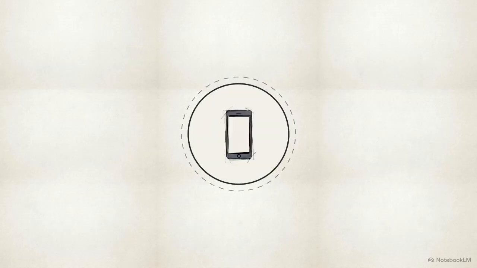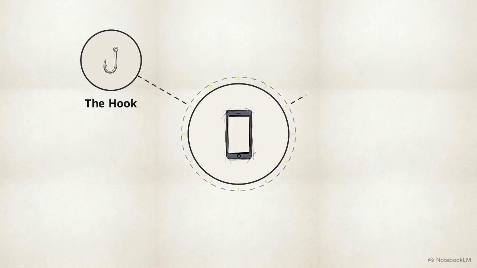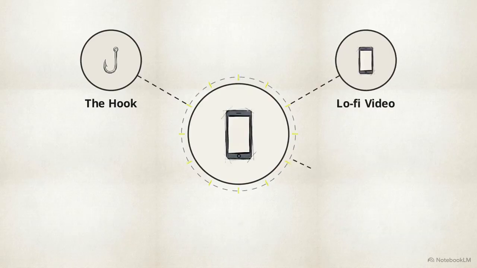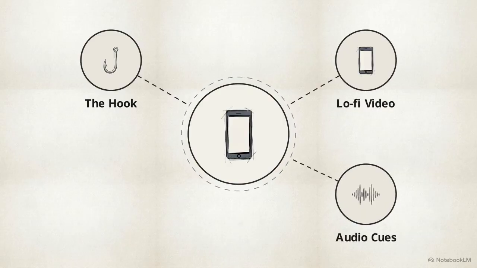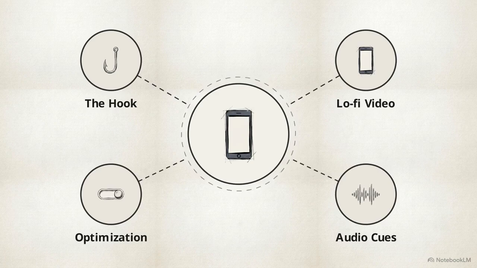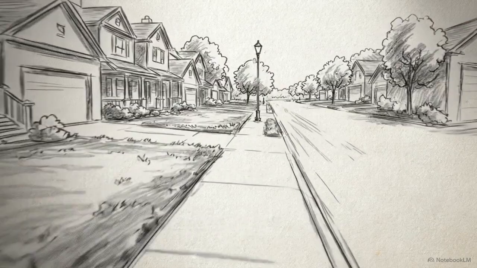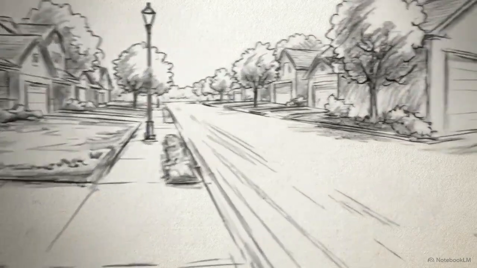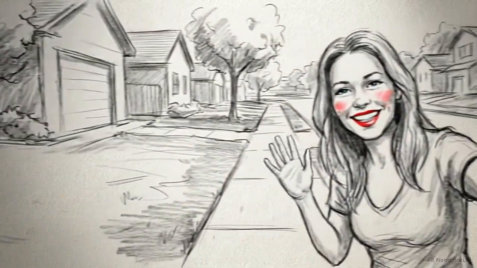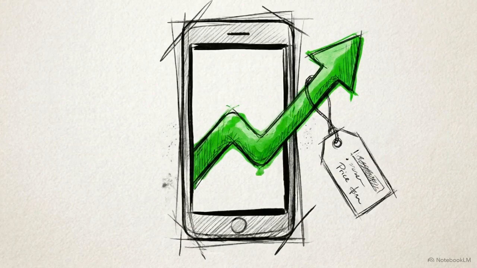You'll learn how to write a compelling hook, shoot a lo-fi video on your phone, engineer audio cues to keep people watching, and publish it using automated optimization tools. By stripping away the heavy production, your ad looks and feels like a post from a trusted friend, blending right into the feed to drive cost-effective conversions.